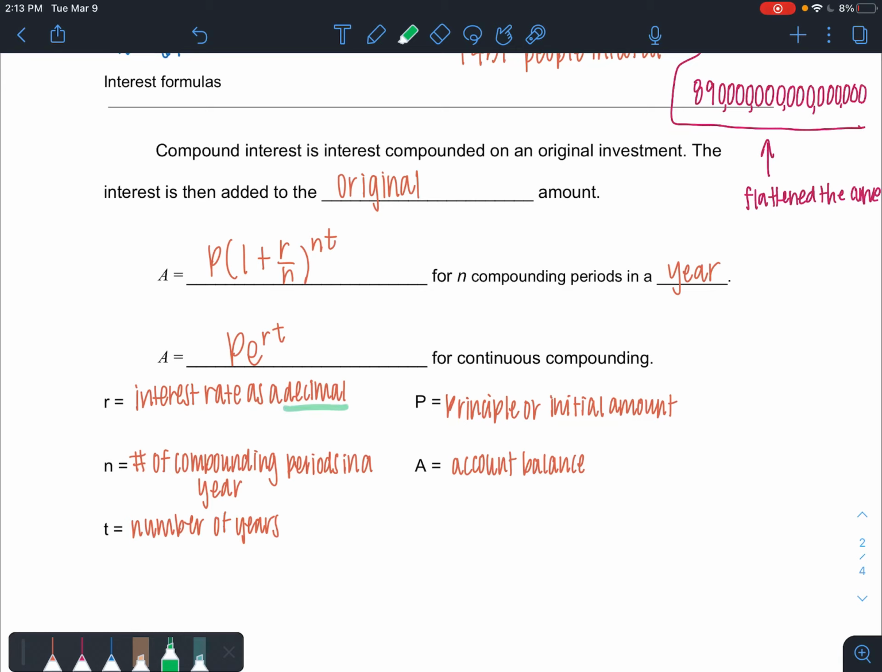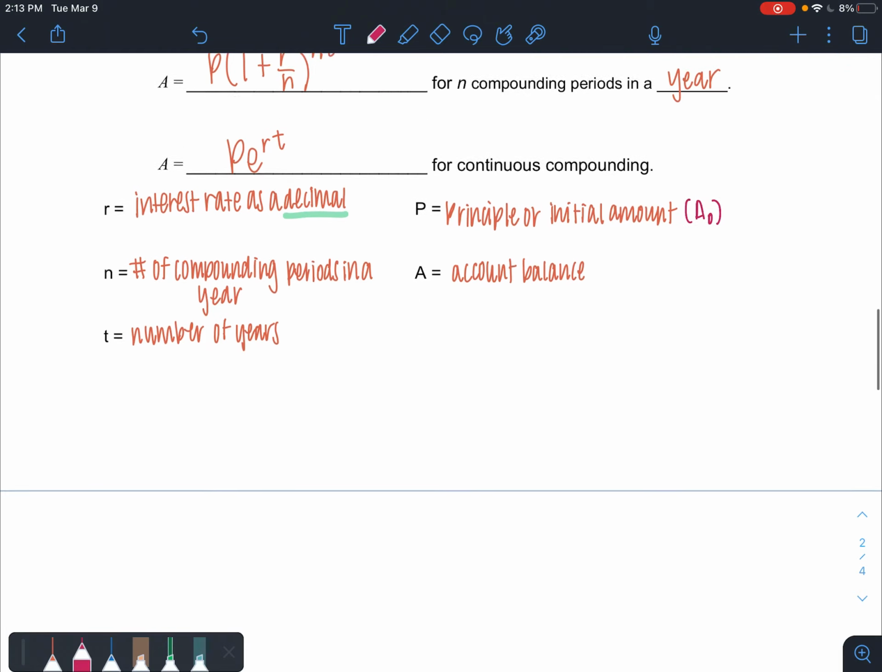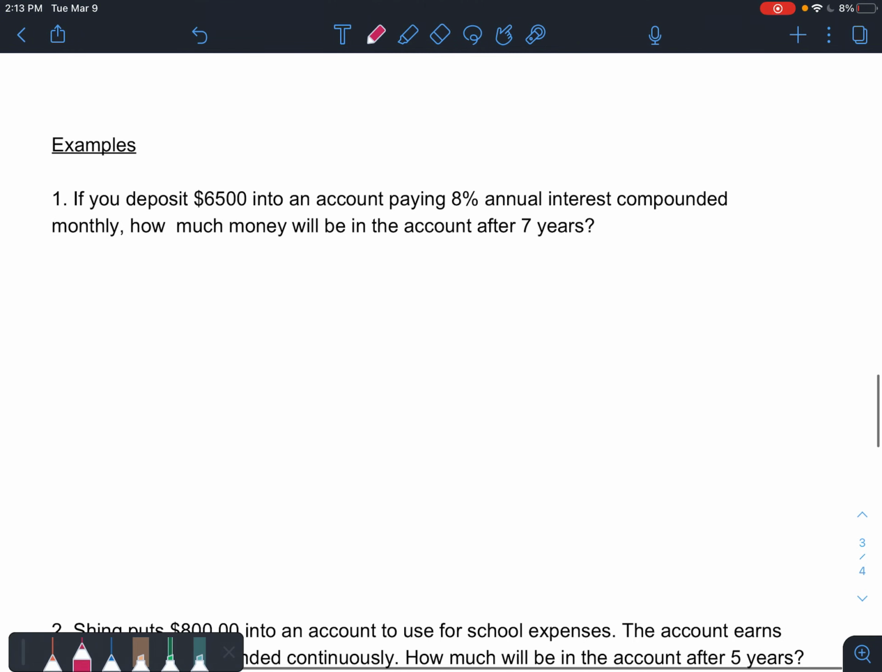R is the interest rate written as a decimal. N is the number of compounding periods in a year. T is the number of years. P is the principal or initial amount. We can also call it A sub 0 or A naught. And then A is our account balance.